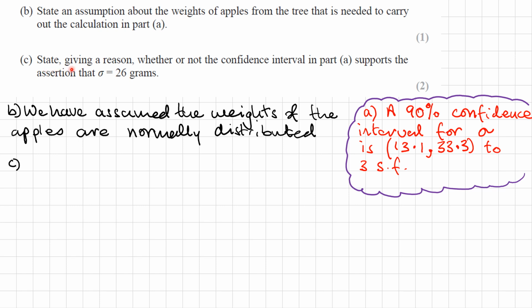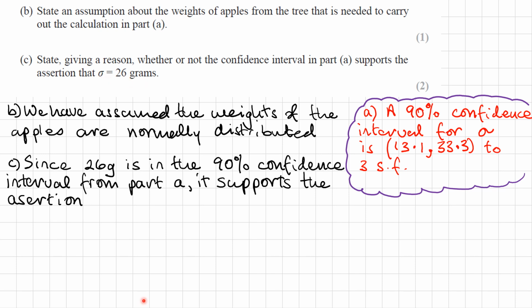Part C, state, giving a reason, whether or not the confidence interval in part A supports the assertion that the population standard deviation sigma is equal to 26 grams. Well, basically, since the 26 grams is in the 90% confidence interval, so it's greater than 13.1, it's less than 33.3, it supports the assertion that the population standard deviation is 26 grams.